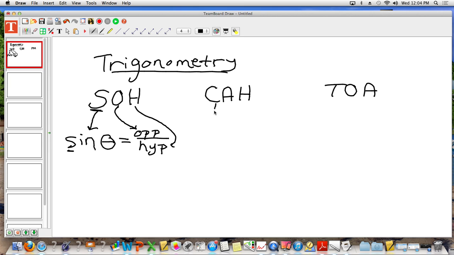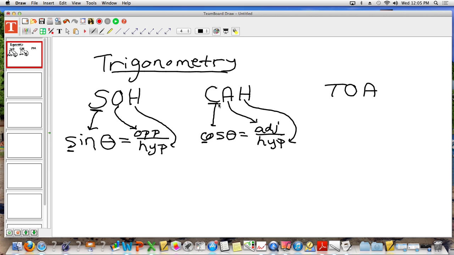CAH. What does the C mean? Cosine. So we have the cosine of theta is equal to adjacent divided by the hypotenuse. The A means adjacent, the H means the hypotenuse, and the C means cosine. Cosine of theta. All right.